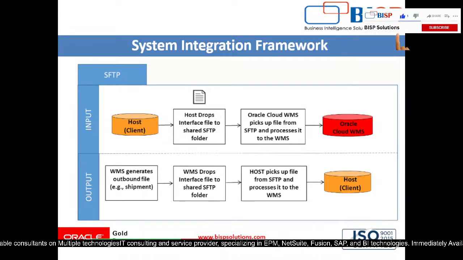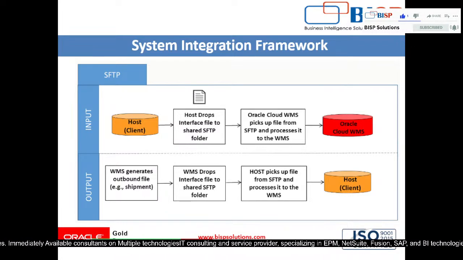So in the system integration framework, Oracle WMS Cloud uses some steps for processing the interface file into our Oracle WMS Cloud, right? And you can see over here in both the input and output processes, SFTP is required, right? What is SFTP? SFTP is nothing but a secure file transfer protocol. This is a protocol we use for securely transferring the file between the input and output, right?